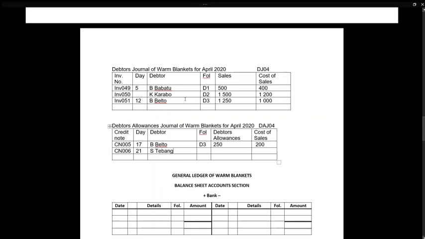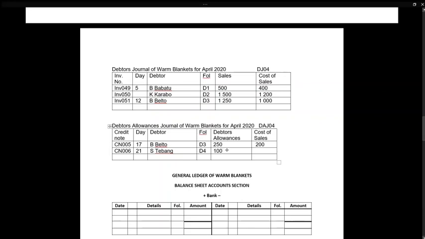Esteban, we didn't have transactions. Well, I didn't give him an ID before, so we will just assign him D4. Okay, so we gave him an allowance of 100 Rand. 100 Rand will be deducted from his account. He will owe us 100 Rand less.